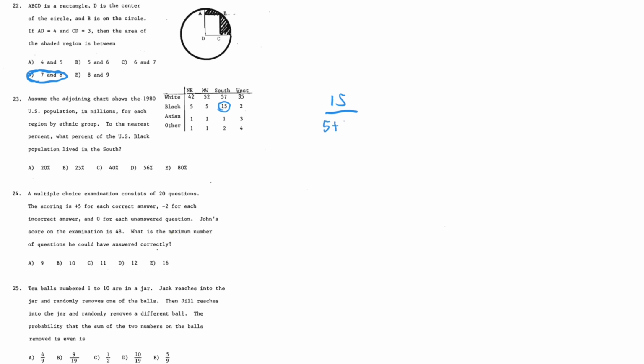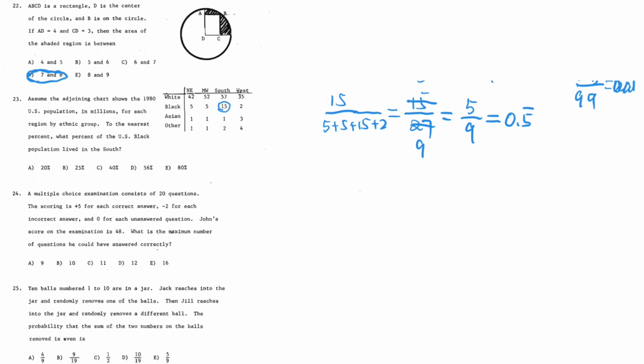Overall, that's 5 plus 5 plus 15 plus 2. All black people equal 15 over 27. Cancel 3. That's 5 over 9. Write 5 over 9 as a decimal. That's 0.5 repeating. We have the formula A over 9 is 0.A repeating, and AB over 99 is 0.AB repeating. So we use the formula. Write as a percentage rounded to the nearest percent.